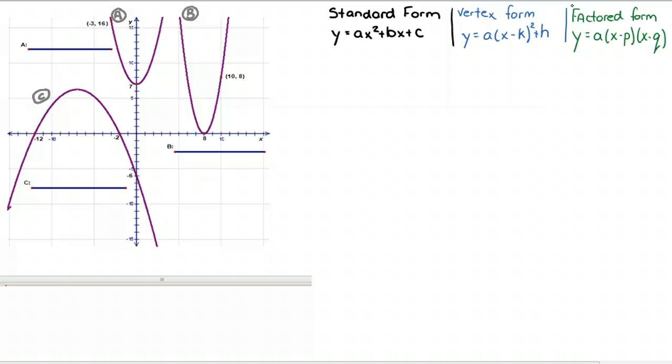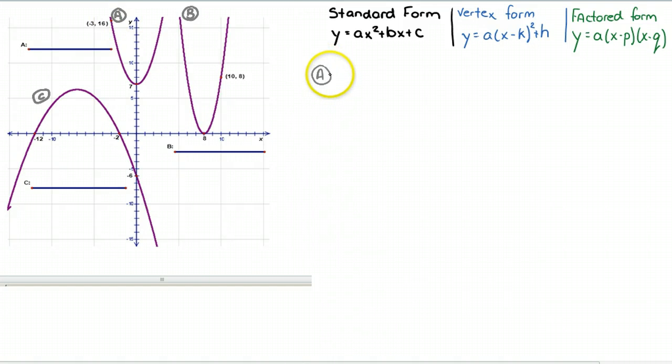For example, if we happen to have the vertex, vertex form is a very nice form to calculate. If we happen to have the roots, or zeros, which are simply the x-intercepts, factored form is very nice to work with. Standard form is nice for some purposes, but typically when we're trying to figure out the equation of the relationship, standard form isn't the best one to work with, though there are ways to do that. So let's start with A, shall we?